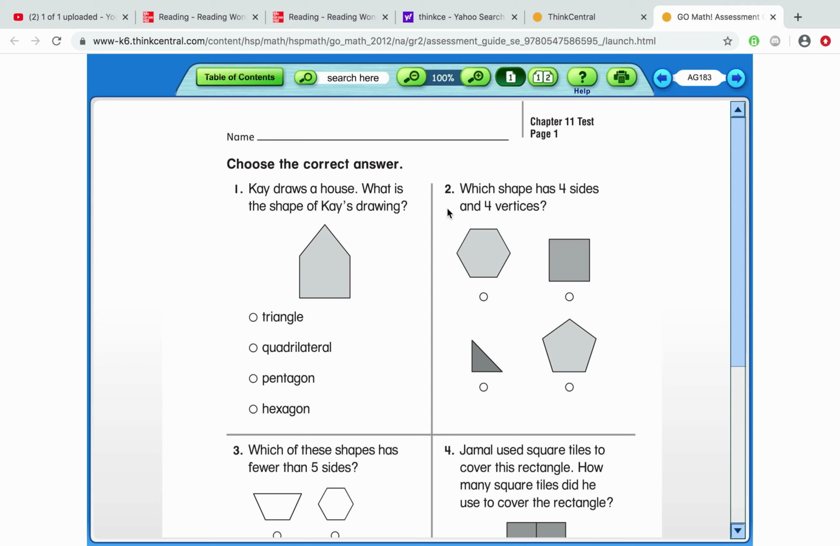All right, number 2, which shape has 4 sides and 4 vertices? Let's review what sides are. Sides are along the shape, like this side. A vertices is where the 2 sides come together. Some people kind of call it a corner. So what you're looking for is which of these shapes has 4 sides and 4 vertices or corners. Go ahead and draw it out or fill in the bubble next to the correct answer.